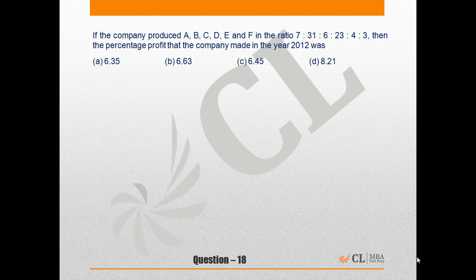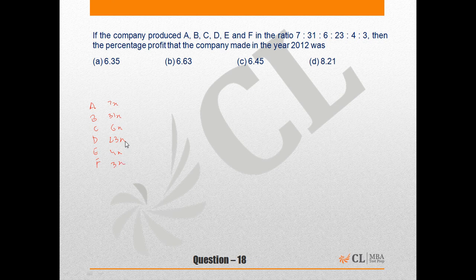If the company produced A, B, C, D, E and F in the ratio 7 is to 31 is to 6 is to 23 is to 4 is to 3, then the percentage profit that the company made in the year 2012 is. To solve this, let's prepare a table of all the possible data that we have to calculate the final profit. Let us assume the amount of units produced of A, B, C, D, E and F are 7x, 31x, 6x, 23x, 4x and 3x.